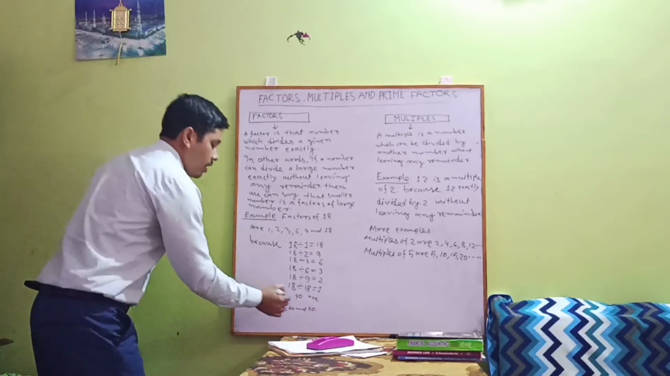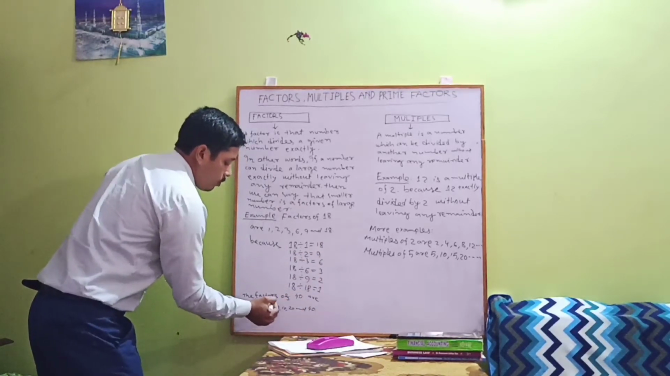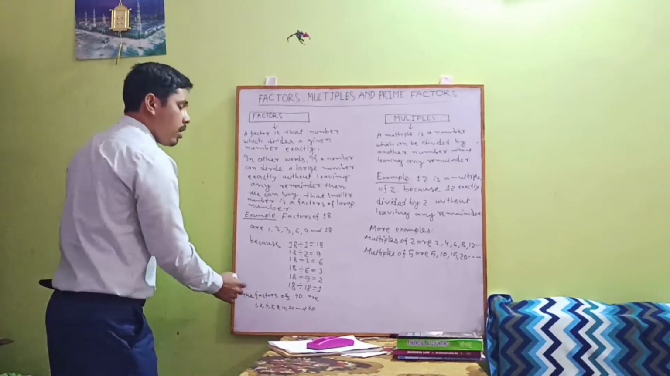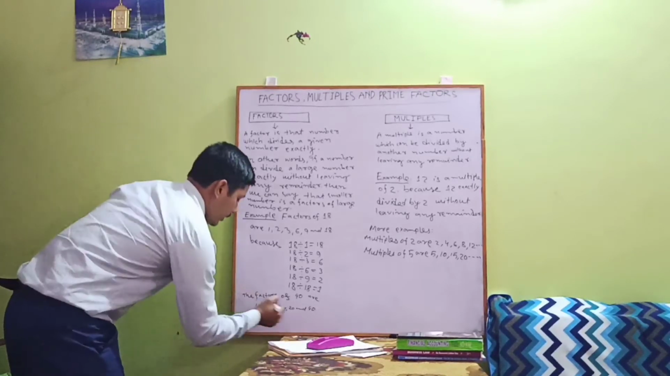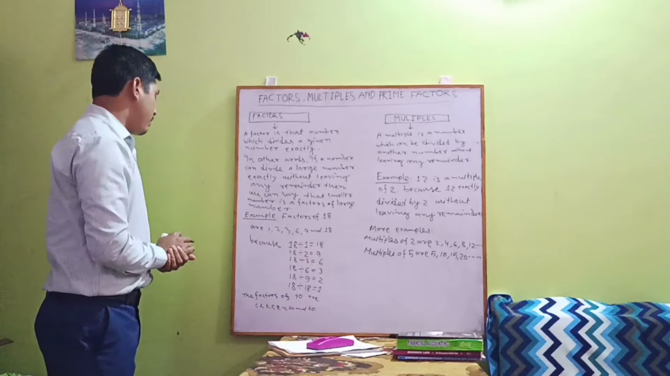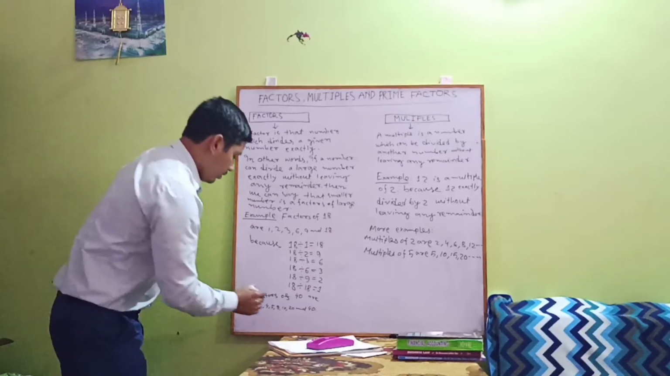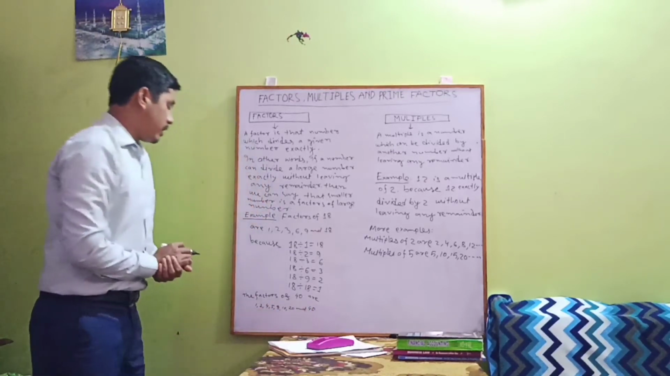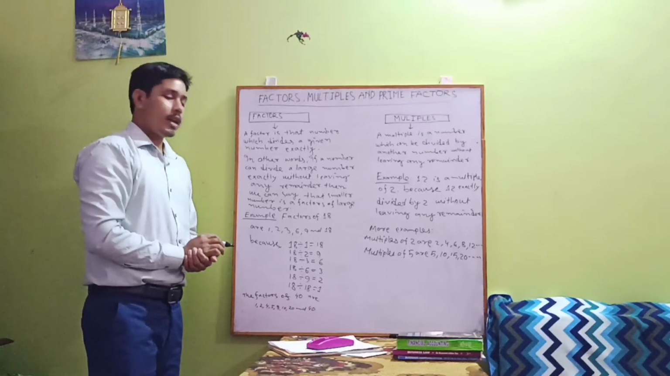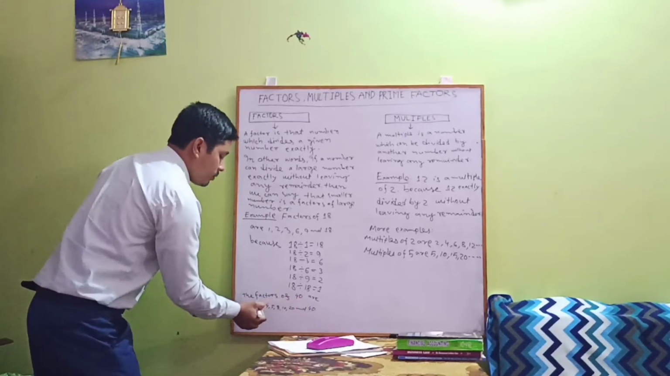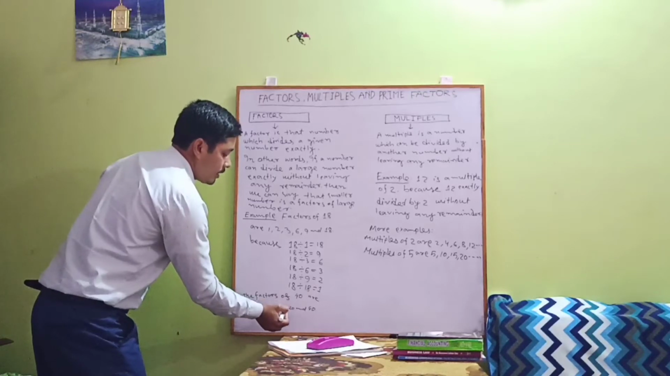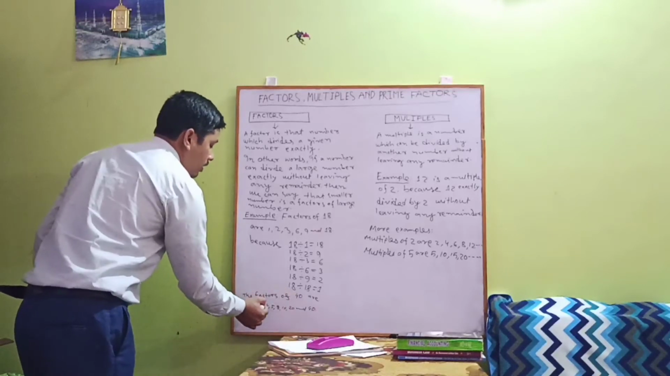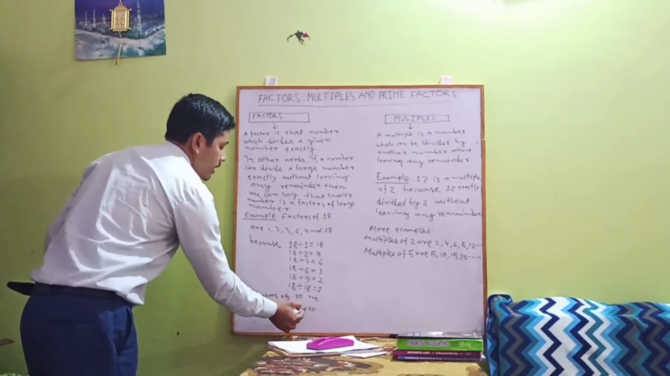Like this, factors of 40 are 1, 2, 4, 5, 8, 10, 20 and 40. When we divide 40 by 1, we get 40. 40 by 2, we get 20. 40 by 4, we get 10. That means 40 is exactly divided by 1, 2, 4, 5, 8, 10, 20 and 40. That's why all the factors of 40 are 1, 2, 4, 5, 8, 10, 20 and 40.